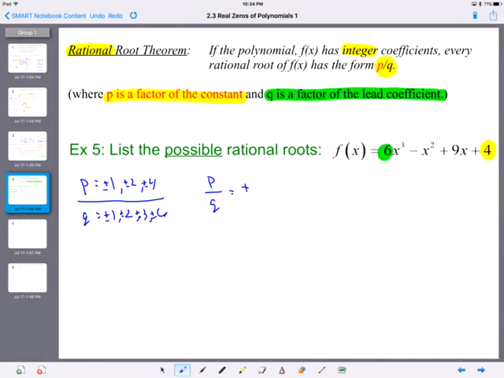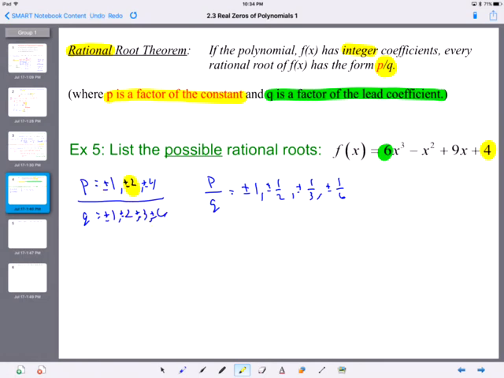1 over 1, that's plus or minus 1. 1 over 2, plus or minus 1/2. 1 over 3, plus or minus 1/3. And 1 over 6, plus or minus 1/6. So I did all the ones and all these values right here. That's what I just finished up.